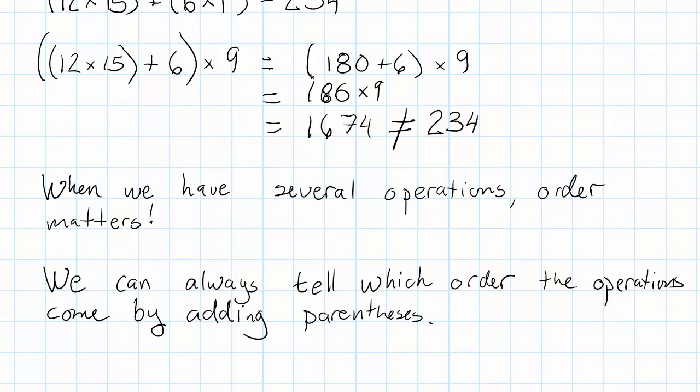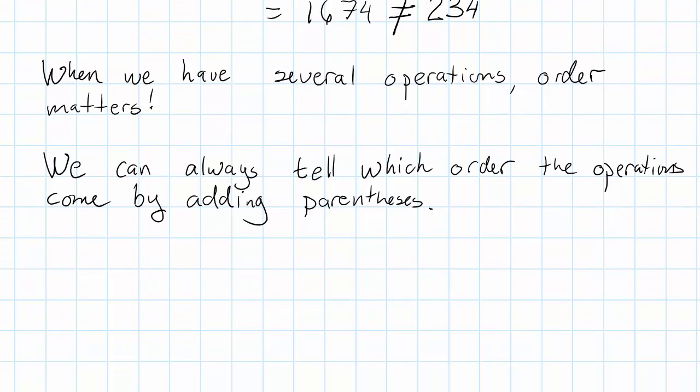We can always say what order the operations ought to come in by adding parentheses. So for example, if I have 12 minus 5 plus 3, and I want to do the first operation first, I can include parentheses like that. I get 12 minus 5 is 7. So this works out to 10.